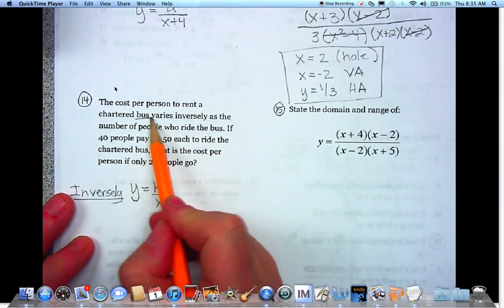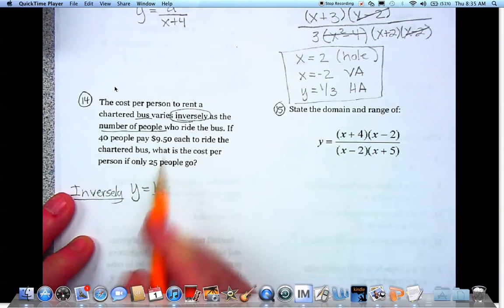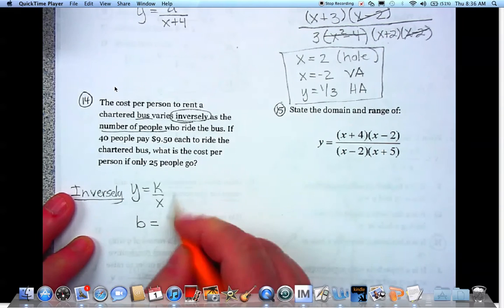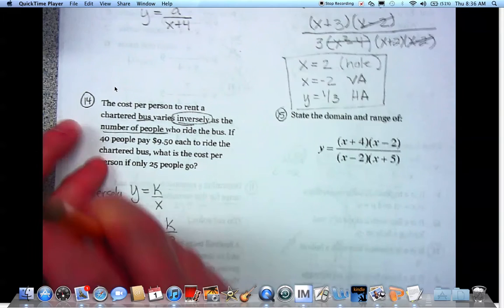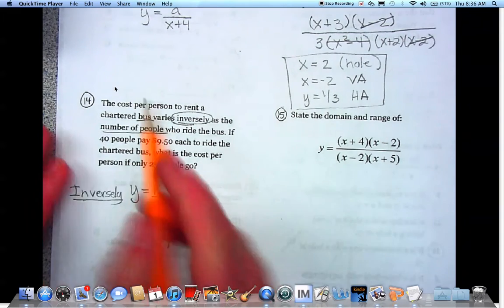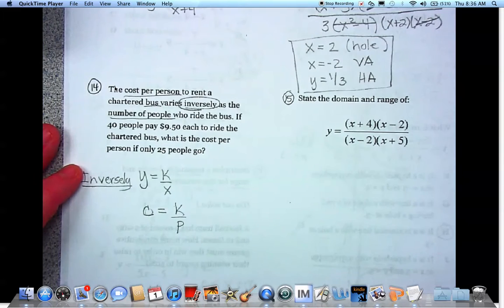Okay, the cost varies inversely as the number of people. So B equals K over P. That's cost per person, isn't it? It's the cost per person. Let's do that. So let's do C for cost equals K over P.